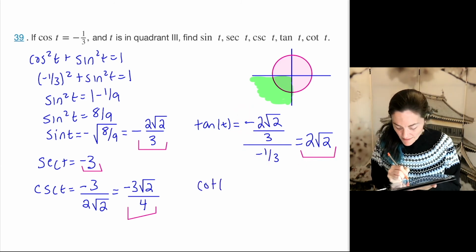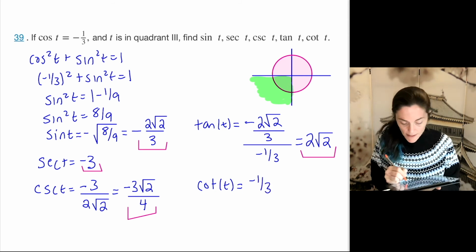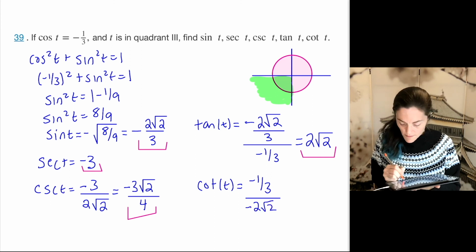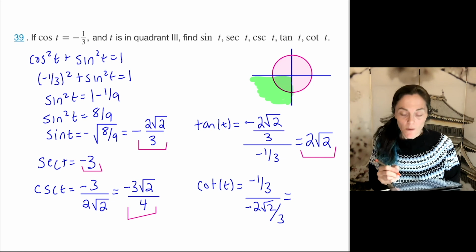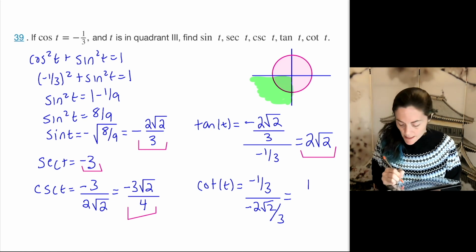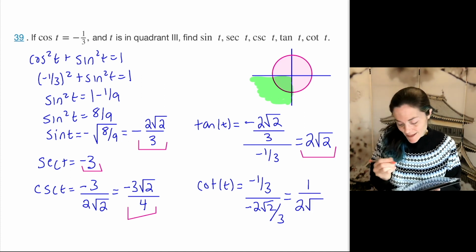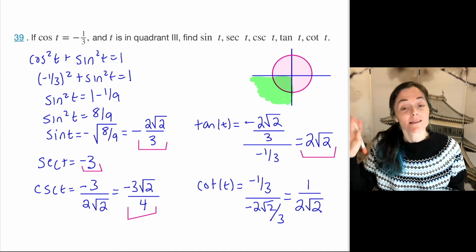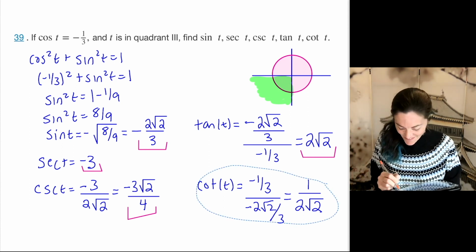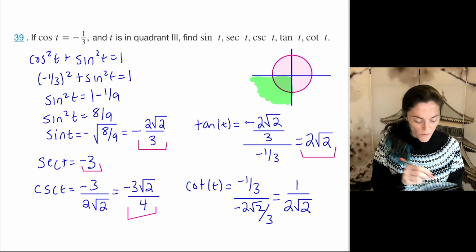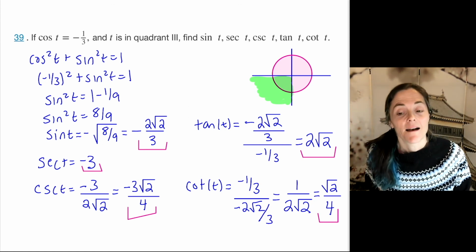Last one, we have the cotangent, which is cosine divided by sine. When we do this, you notice we get 1 over 2 square root 2, which I can slightly simplify. If we don't want the square root in the denominator, we can just multiply by square root 2 divided by square root 2. And I will get square root 2 divided by 4. This is the cotangent of this angle t.